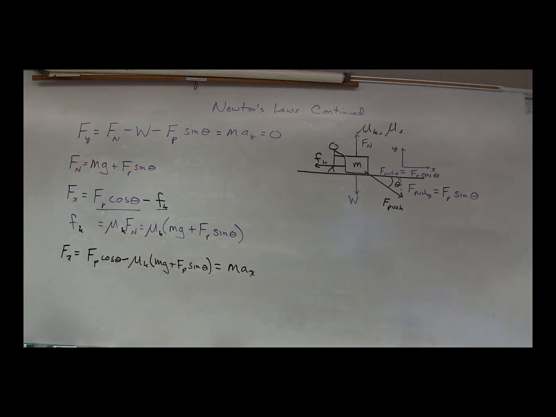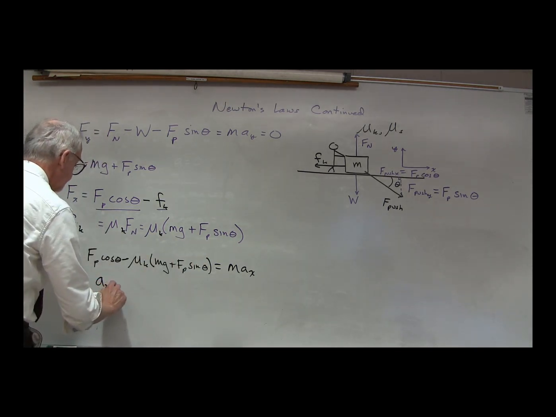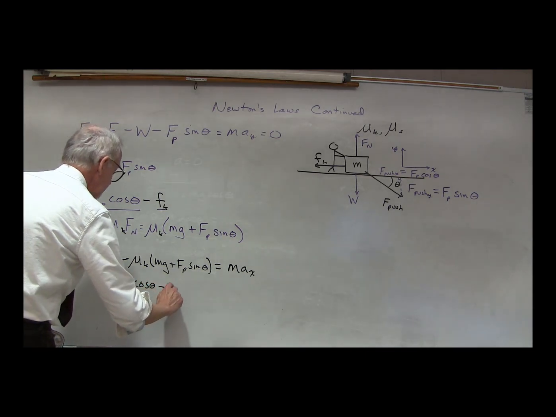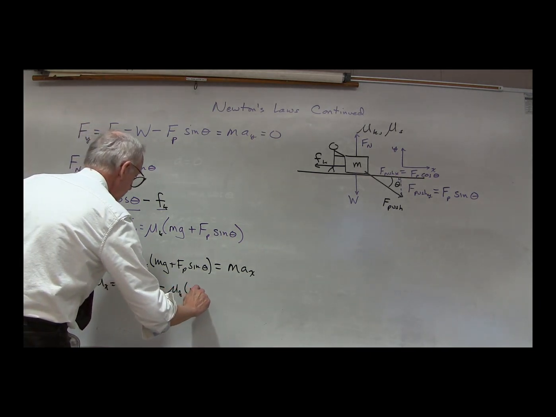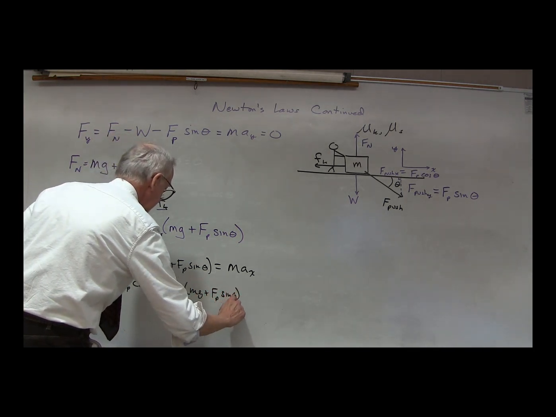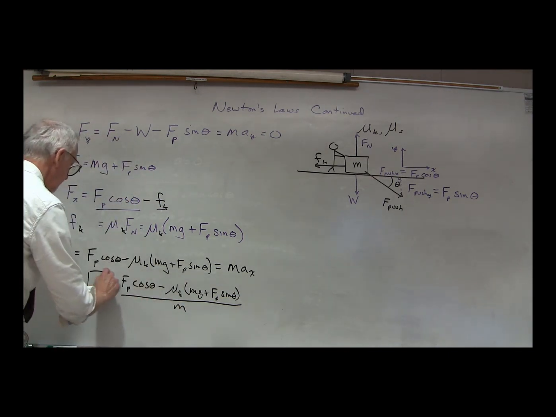This must equal m ax. So we can then find what our acceleration in the x direction is by dividing by m, and we find ax equals Fp cos theta minus mu k times mg plus Fp sine theta, all divided by m.